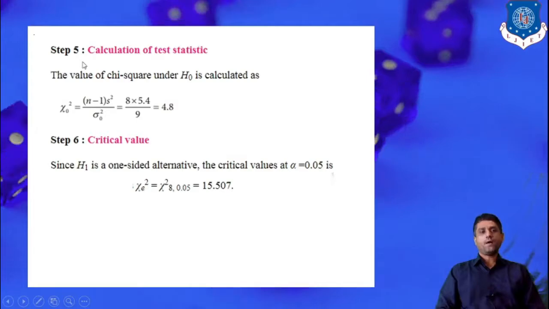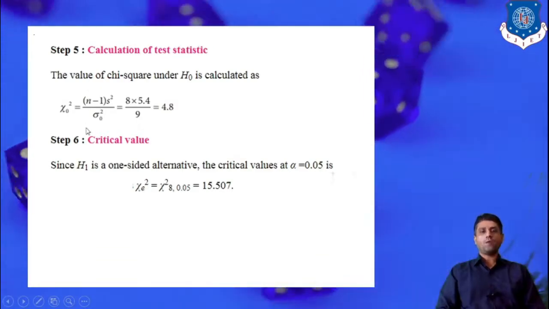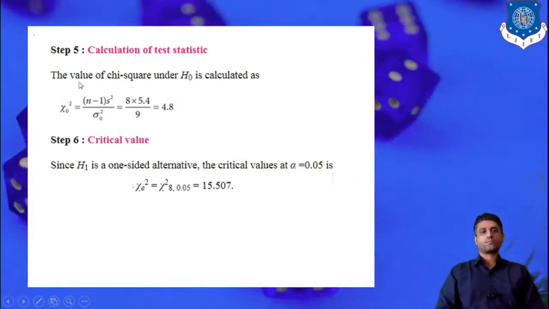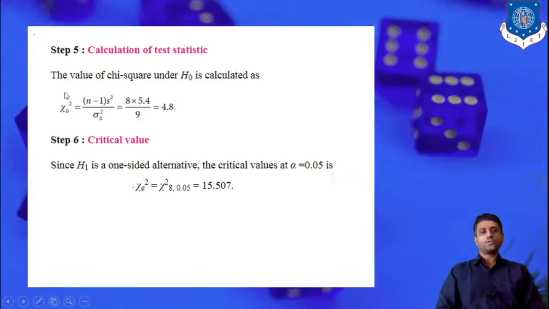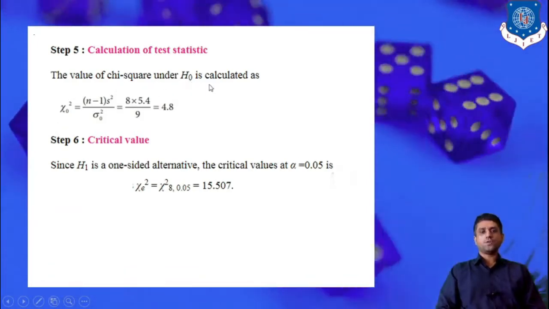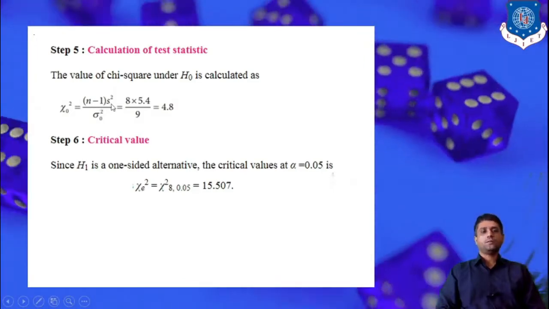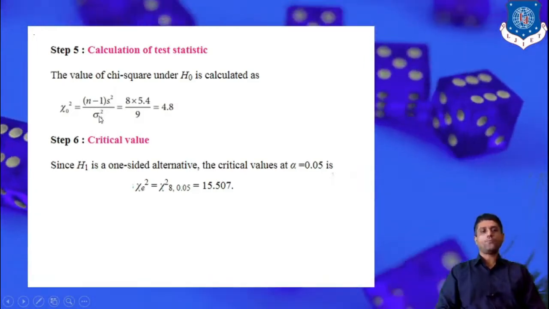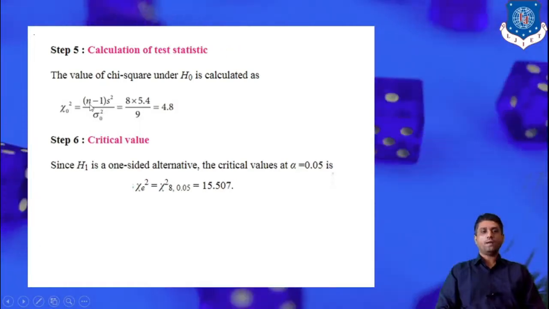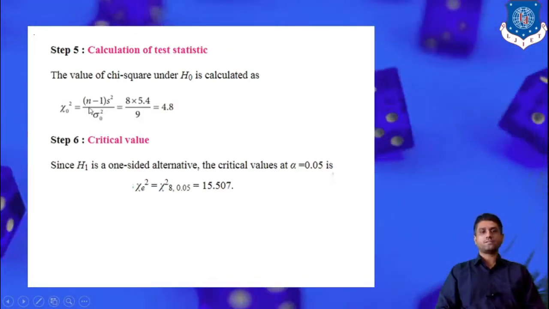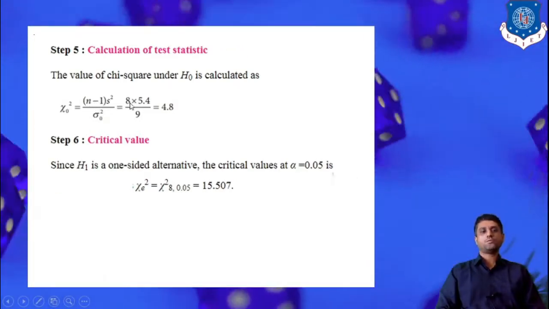So in step number 5, we have to find out the observed chi-square distribution. The observed chi-square value on the basis of the null hypothesis is calculated as (n minus 1) times the sample variance upon the population variance. There are a total of 9 observations, so n minus 1 is 9 minus 1, so 8.